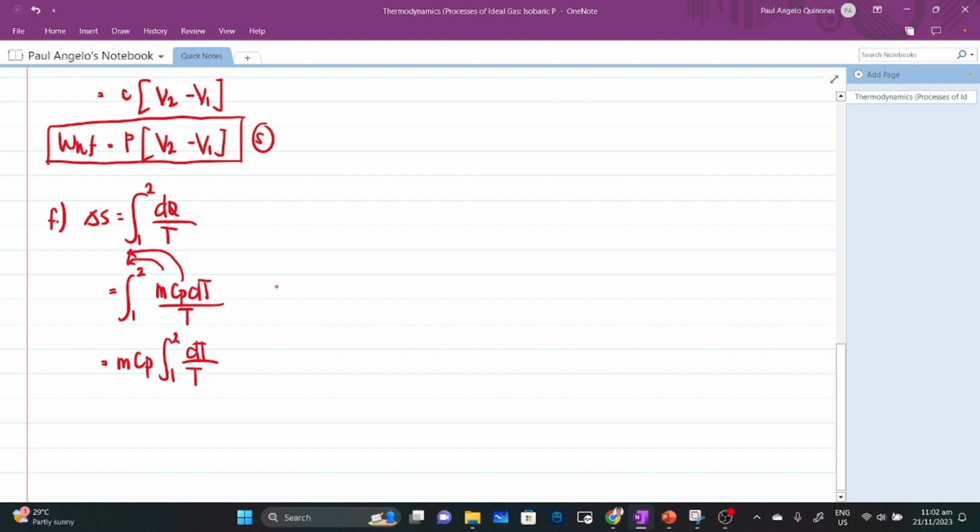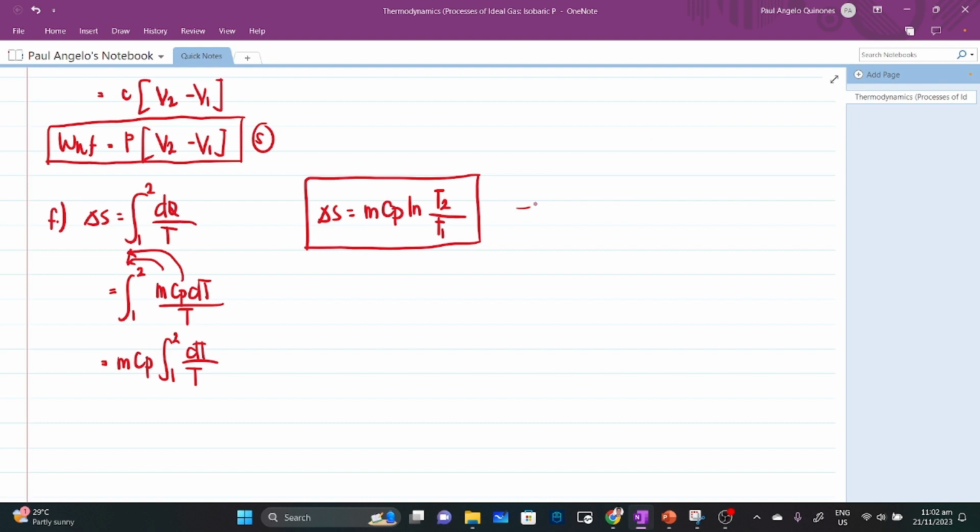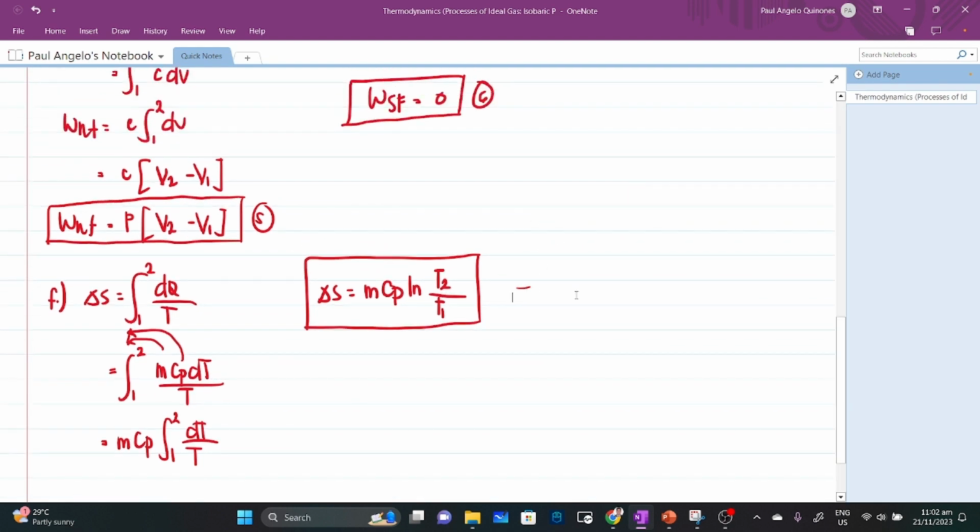Therefore, the equation for the change in entropy is given by mCp times the integral of dT over T, or du over u, which is the natural logarithm of T2 over T1. So this is your equation number 7.